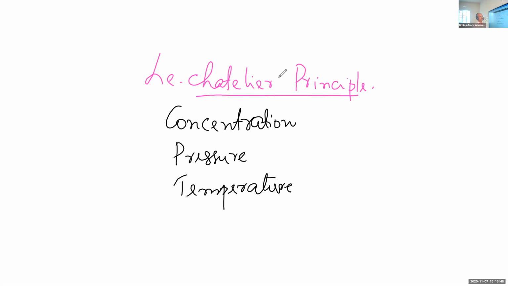Itself, the equilibrium changes itself. So, according to Le Chatelier principle, if any one of the variables like concentration, pressure, or temperature is changed, the system adjusts itself to nullify, to cancel the change in any of the variables.